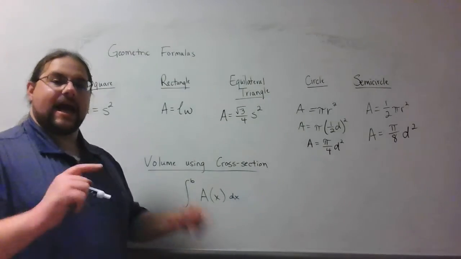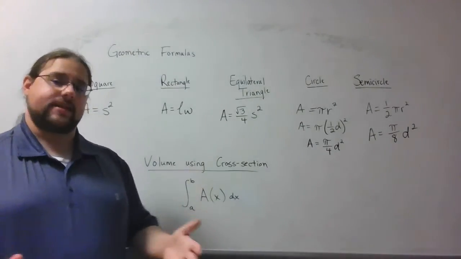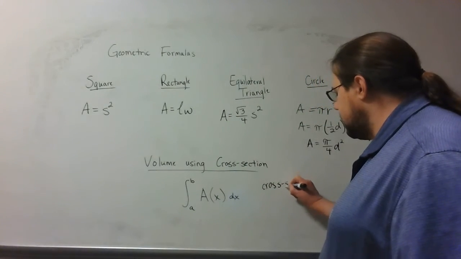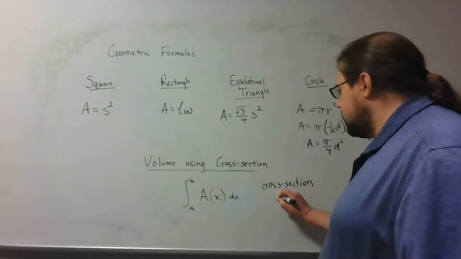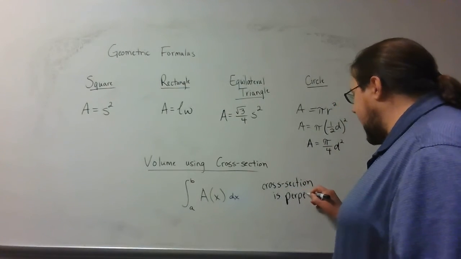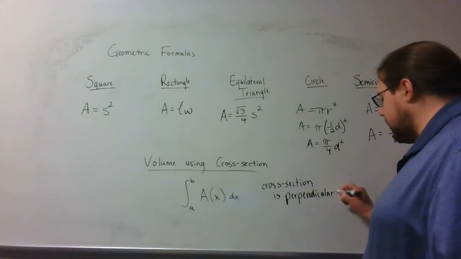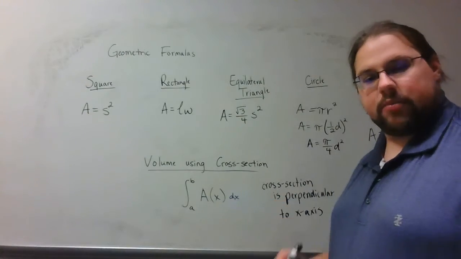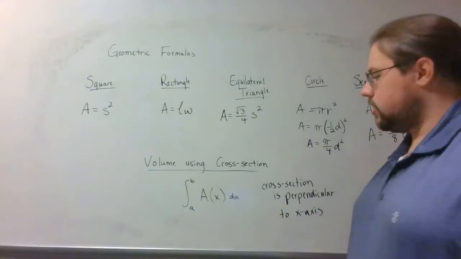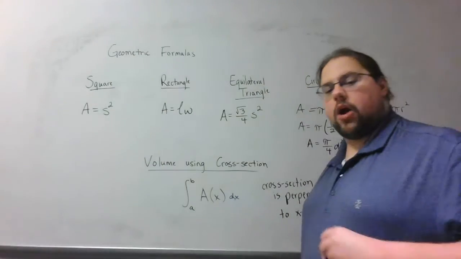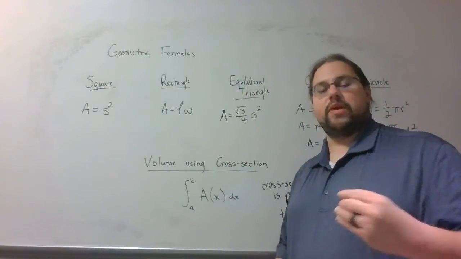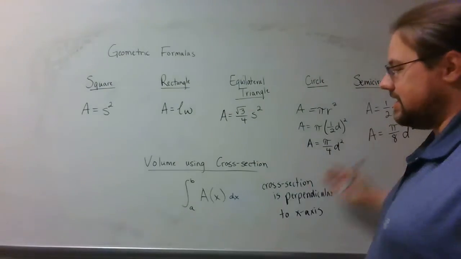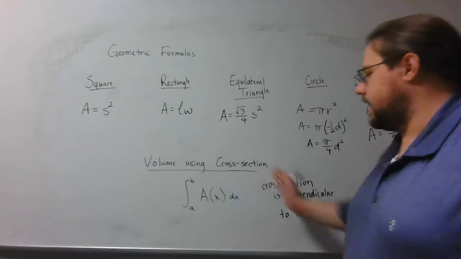Now, how do we know when to use x's and y's? Well, the answer is simple. It has to do with when the cross section is perpendicular to one of those axes. If it is perpendicular to the x-axis, you use x as your variable. If it's perpendicular to the y-axis, you use y as your variable. It's going to start making more sense when we do some examples, because we're trying to combine geometric two-dimensional formulas into a three-dimensional explanation.